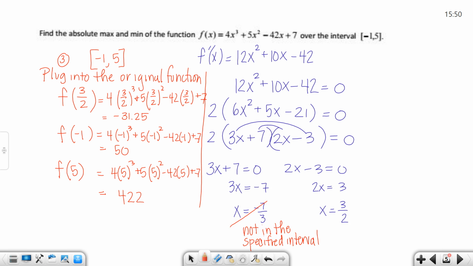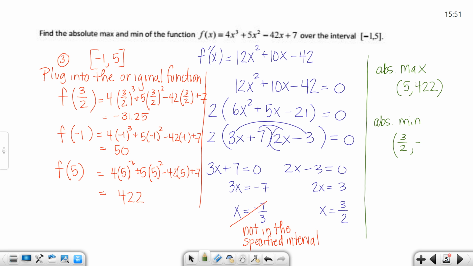The directions for this problem asked you for the absolute max and min. The absolute max occurs at the highest point. So the highest point would be the y value 422. So the absolute max would be 422. Your absolute min occurs at the lowest point, the lowest y value, which is negative 31.25. So this would be the point, x being 3/2, negative 31.25. And that's how you would do that part.